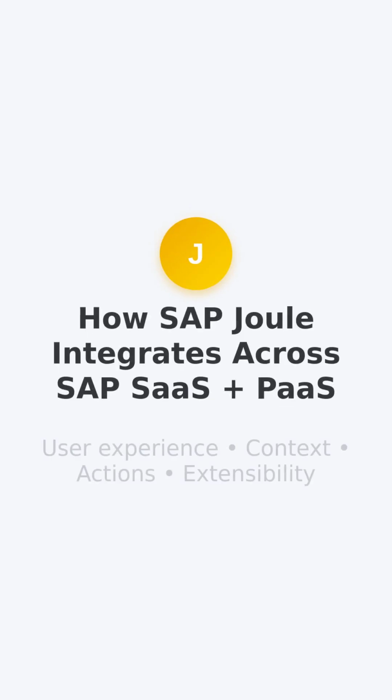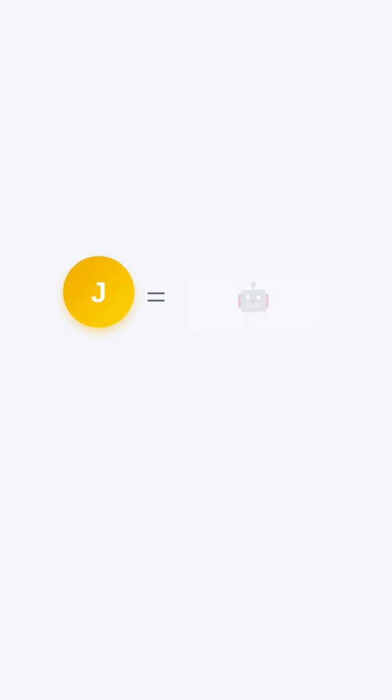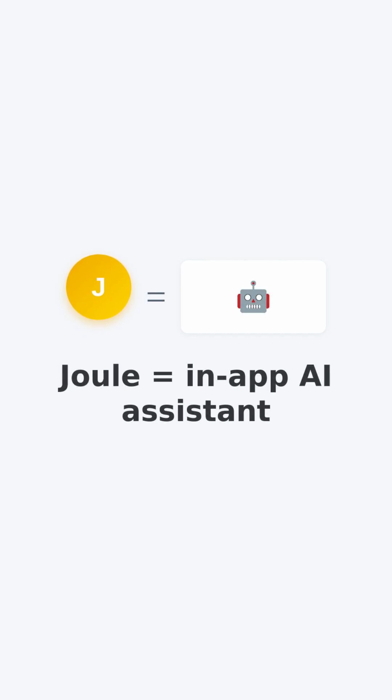Today we'll explain how SAP Joule integrates across SAP's SaaS and PaaS applications, and what that means for users, developers, and IT. First, what is SAP Joule? Joule is SAP's generative AI assistant designed to help you complete tasks, find answers, and automate steps directly within SAP products. The key idea is that you don't go to a separate chatbot.